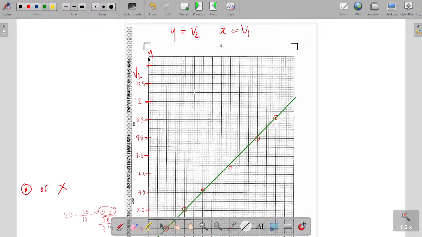And so we're going to add our title. One important element of our graph is the title. So we're going to add our title: graph showing.